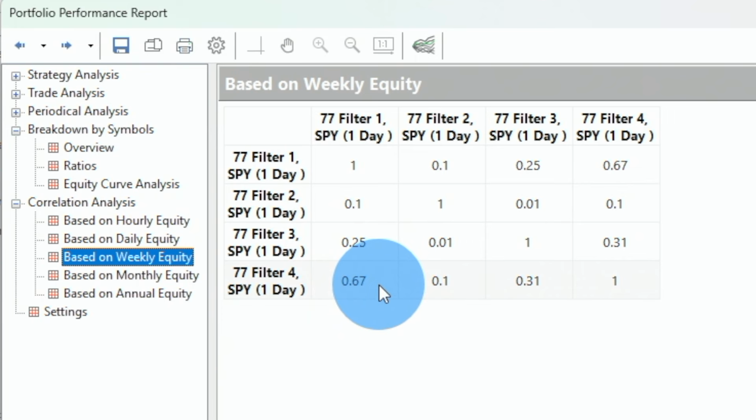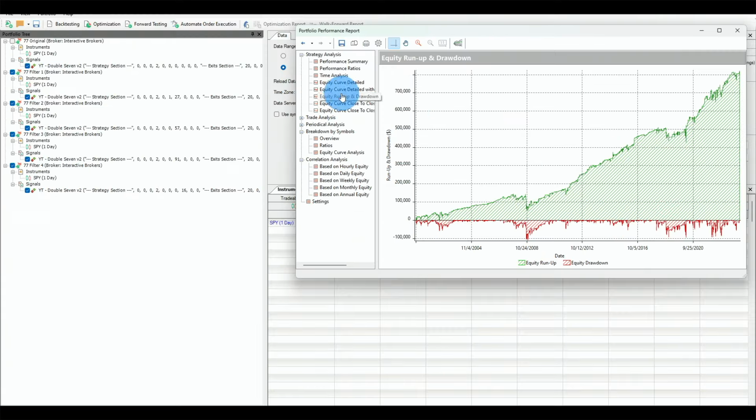correlated. But still, I would much rather split my capital in two, trade this one and this one, rather than all the capital on one strategy. Because even though it's the same instrument, it's highly correlated, but still I'm getting diversification. In this case, I divide my capital in four buckets and trade four strategies instead of trading one strategy with all my capital. And here we can look at the performance of this portfolio.